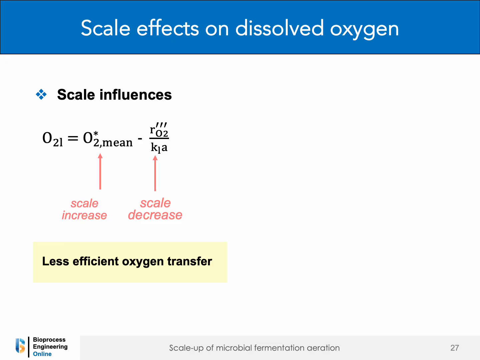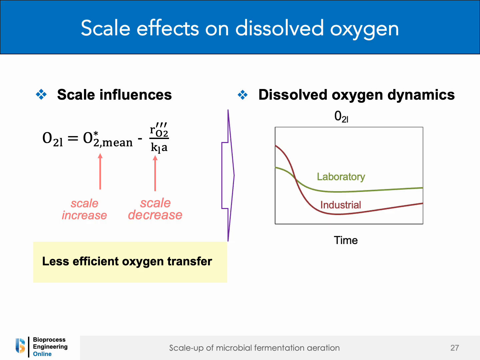As a result, industrial-scale fermentations tend to operate at lower dissolved oxygen concentrations, increasing the risk of oxygen limitation. When the dissolved oxygen level falls below critical values, cell growth, metabolism, and product formation may be adversely affected.